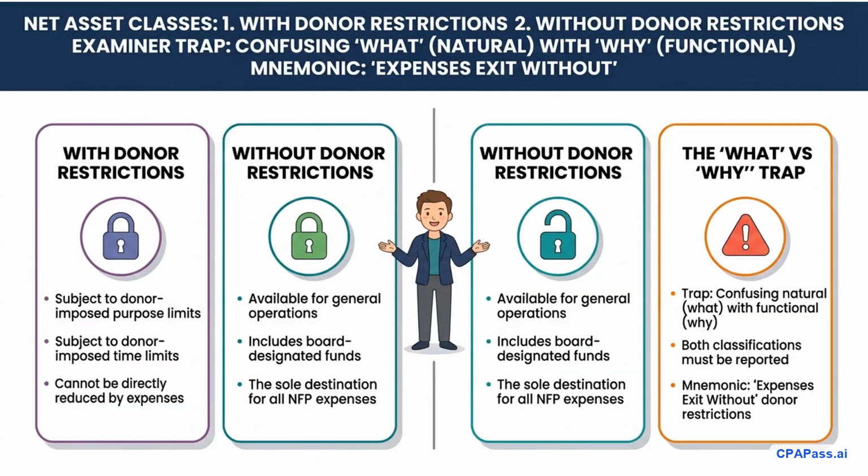Under current GAAP, net assets are simplified into exactly two categories: net assets with donor restrictions and net assets without donor restrictions. A major examiner trap is confusing the what with the why. The what is the natural classification, like rent or utilities, while the why is the functional classification, like program services or fundraising. Candidates often get tripped up here.